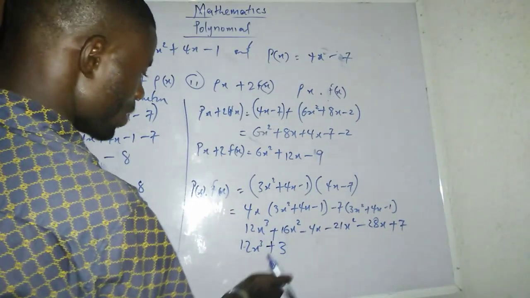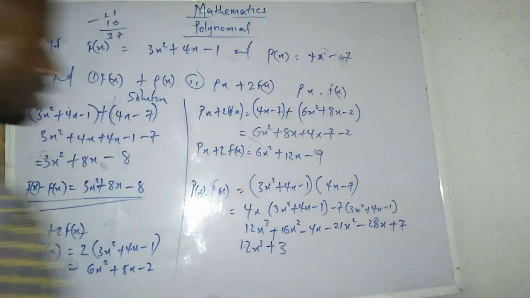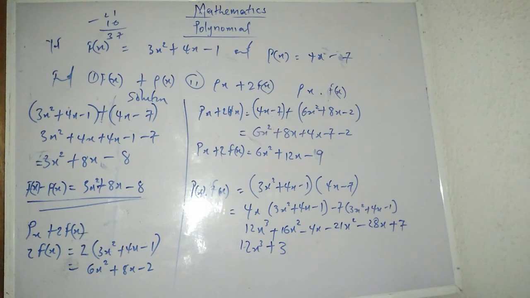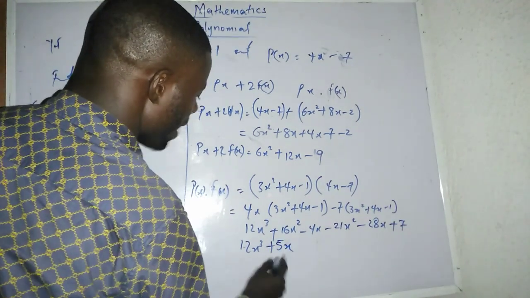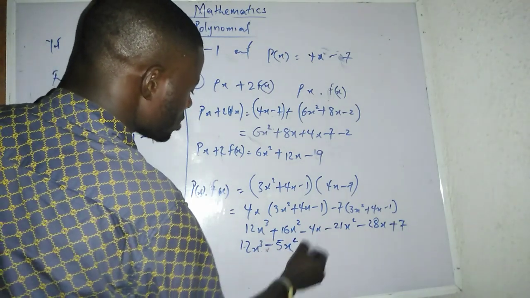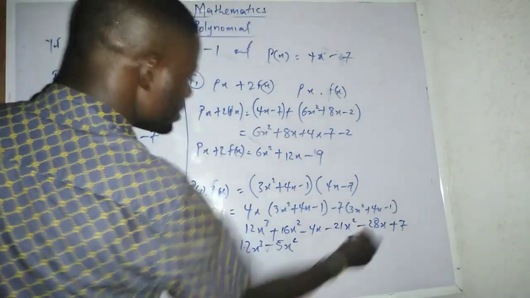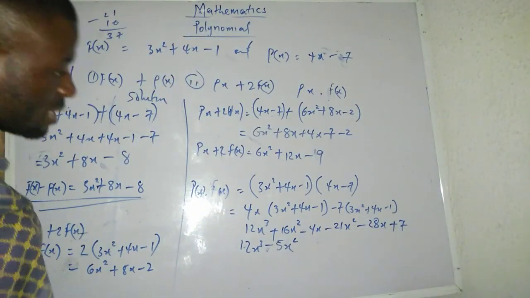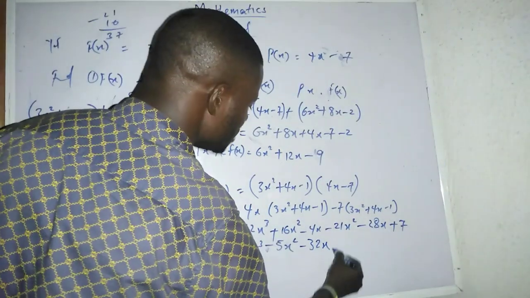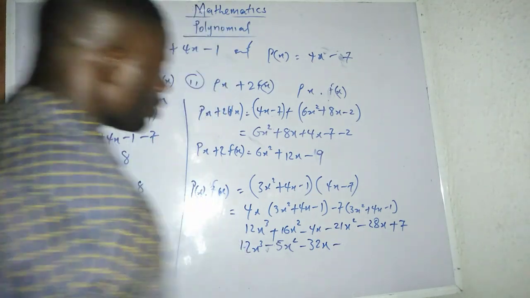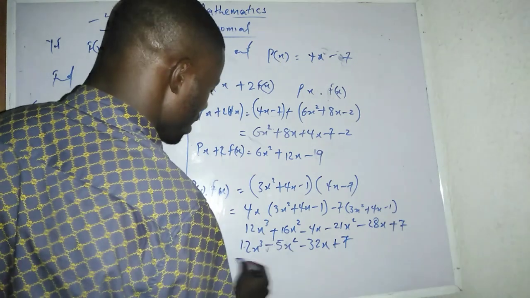Oh, yes, 21 minus 16. Sorry, you are taking away. 21 minus 16, it will be what? 5, which is going to be 5. I have 5 minus 5s squared. Yes, minus 5s squared. I have this and this. Minus 8, 28, which is minus 32x, and plus 7. That is my final answer.